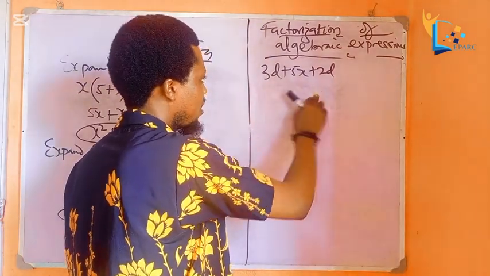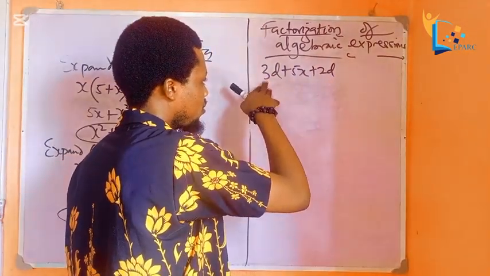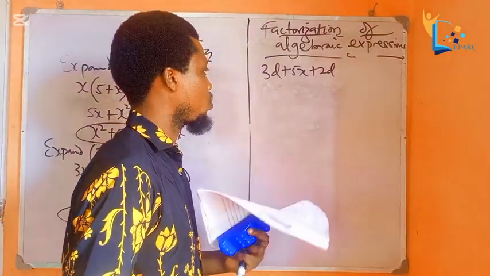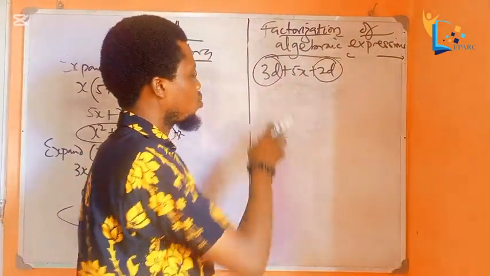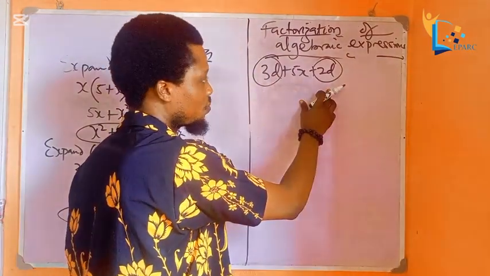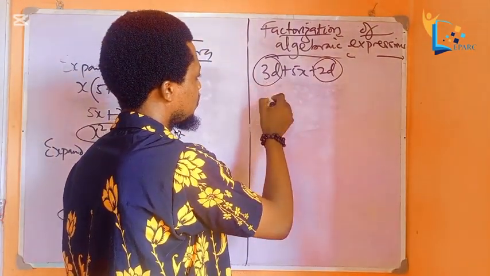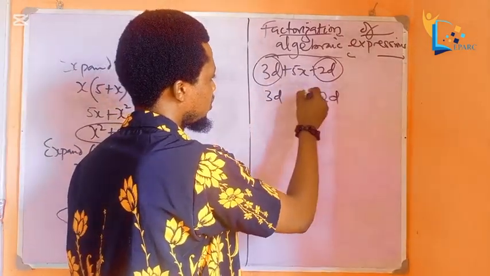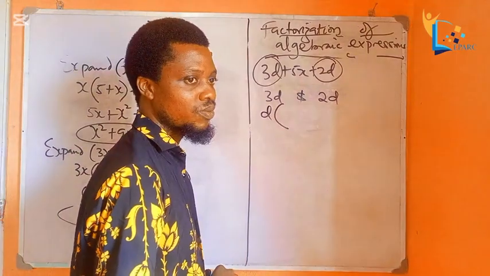Now, in this case, can we pinpoint a common alphabet or a common number or a common letter in this expression? Yes. We have d here, we have d here. Under this 3d, we have d here. In this case, we have 2d, we have d there. I mean here and here. Okay? So there's a common factor in this expression. Okay? So we have 3d and 2d. Now in this case, d here is a common factor.